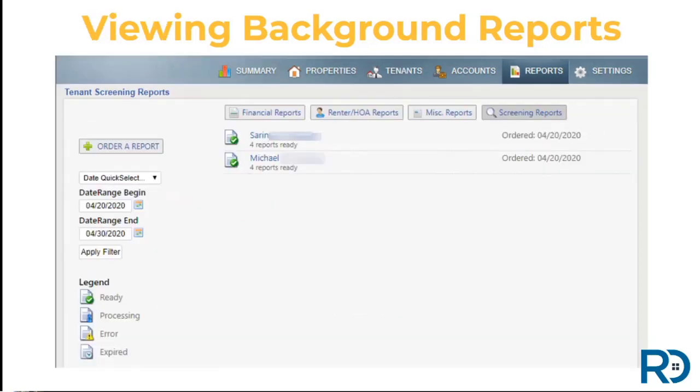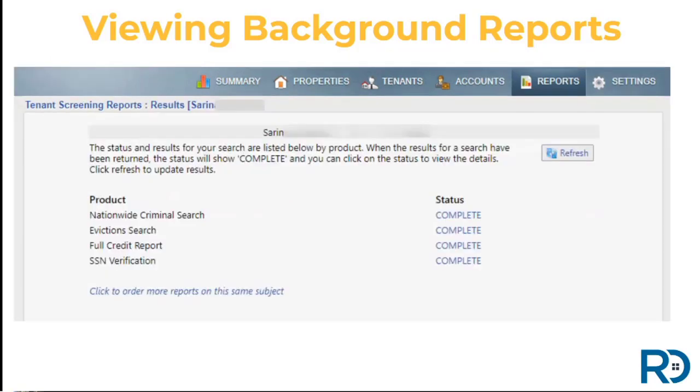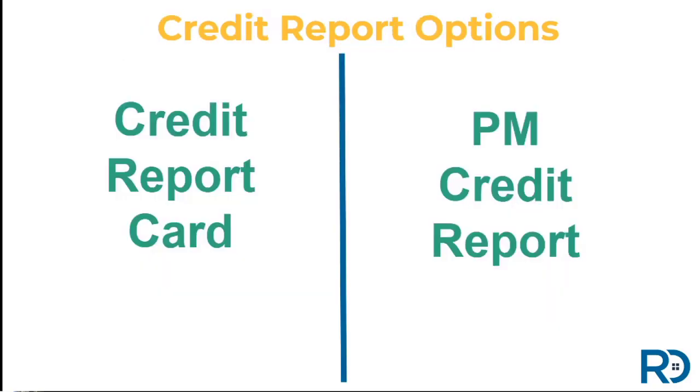To view completed reports, you're going to click back on the Screening Reports tab and click on your applicant's name. And to open each report that you've ordered, just click on the status when it reads complete. Let's take a look at the most common reports that clients order. The most popular report ordered is a credit report, and there are two styles of TransUnion credit reports for you to choose from when you activate your credit report access.